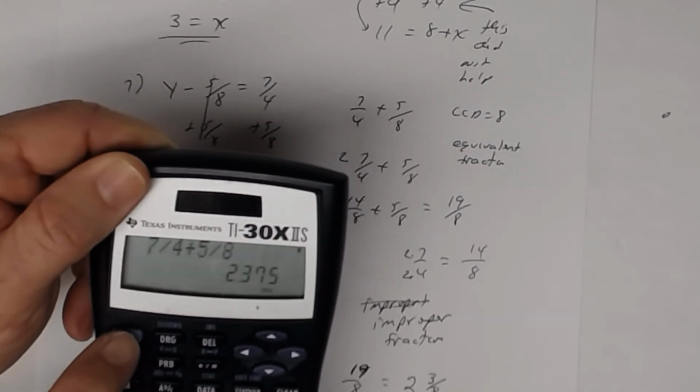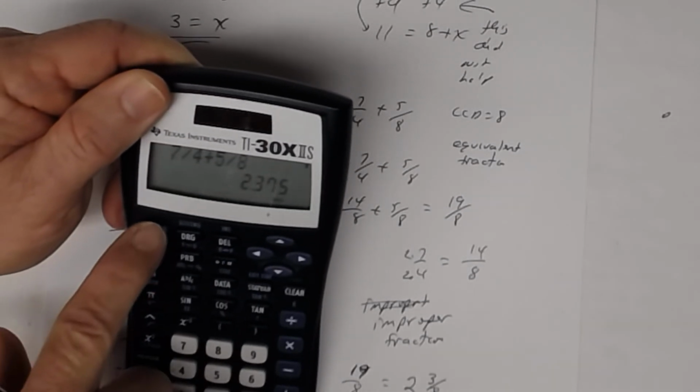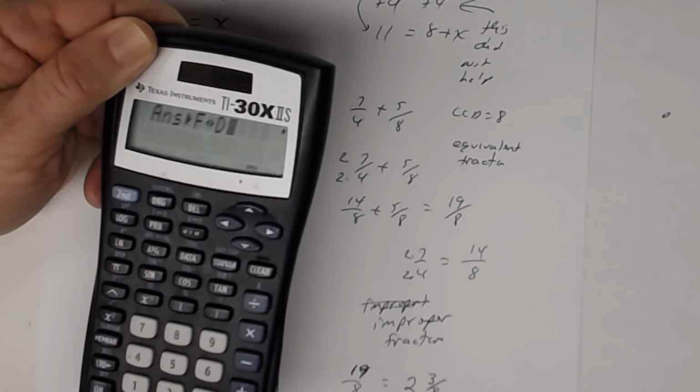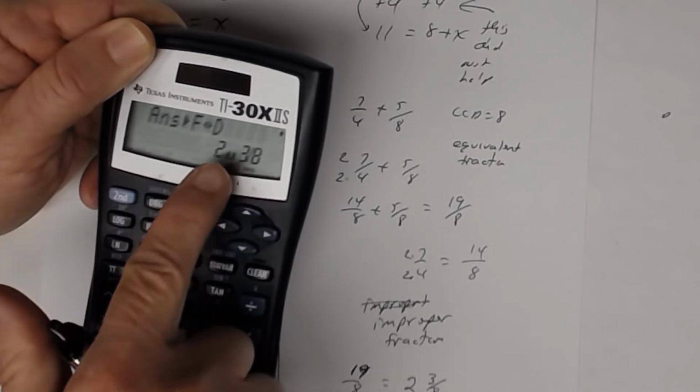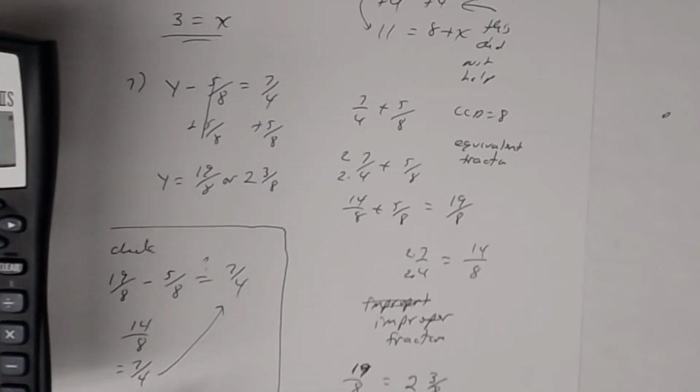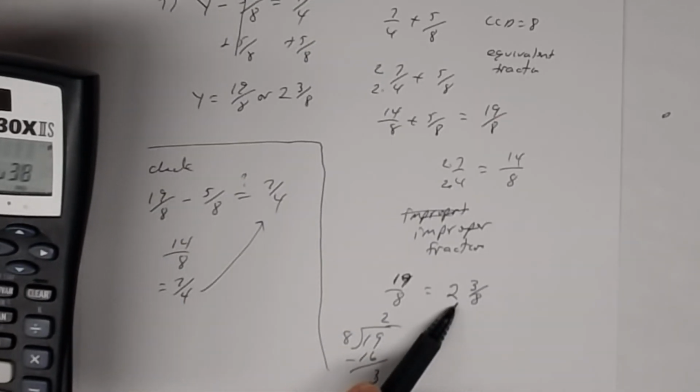It's a different color, so I got to go to second. So I'm going to press second, and then this PRB button. So you see it gets this now, and then press equal. So now it wrote it as a mixed number, 2 3/8. Does that look familiar? 2 3/8? It should. That's just right here.